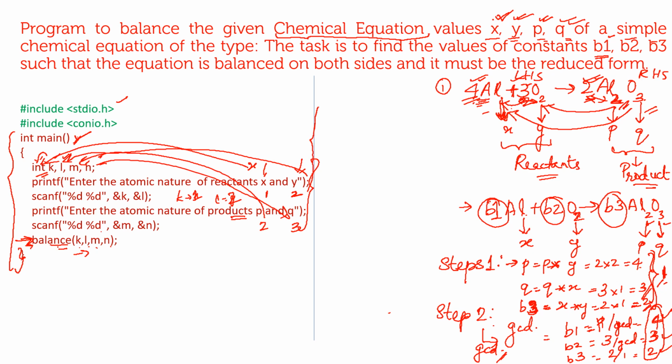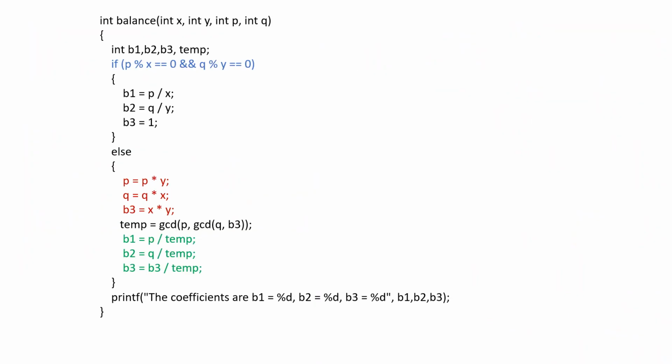Now once the compiler comes here, you can understand that right here there is a function, right? So int balance, data type int, your function name balance. What are the parameters here? Formal parameters x, y, p and q. So the parameters will be passed here, right? K, L, M, N. Now k will be passed to x, L will be passed to y, M will be passed to p and N will be passed to q.